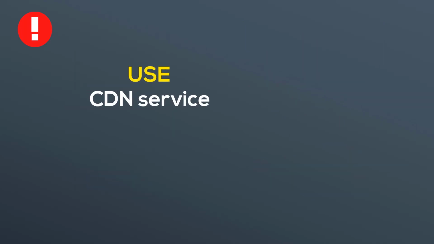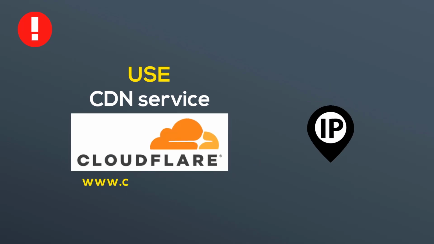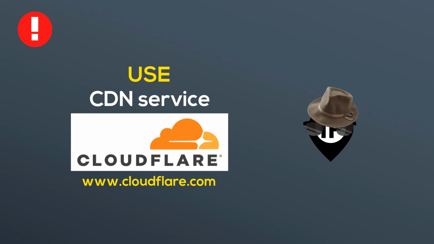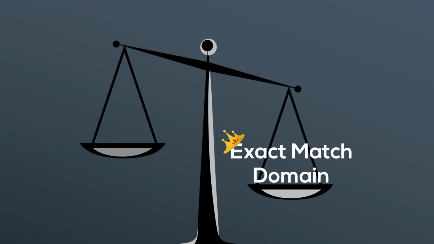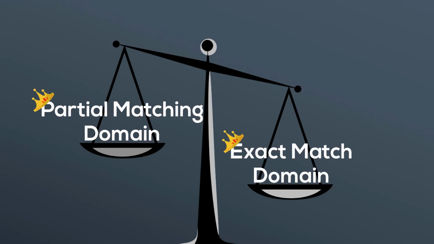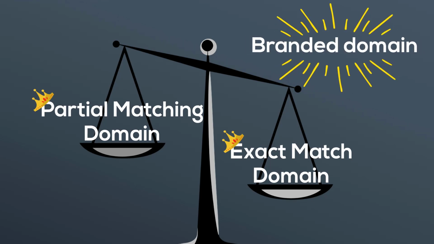Use CDN services like cloudflare.com to hide your IP address, and turn off mail server records in your name server settings because CF leaks it as your original IP address. Choose yourself how to name your domain. Exact match domain and partial matching domain can be ranked better, but it doesn't mean that a brand name will have some problem with the ranking. After you bought the domain, you need a hosting.